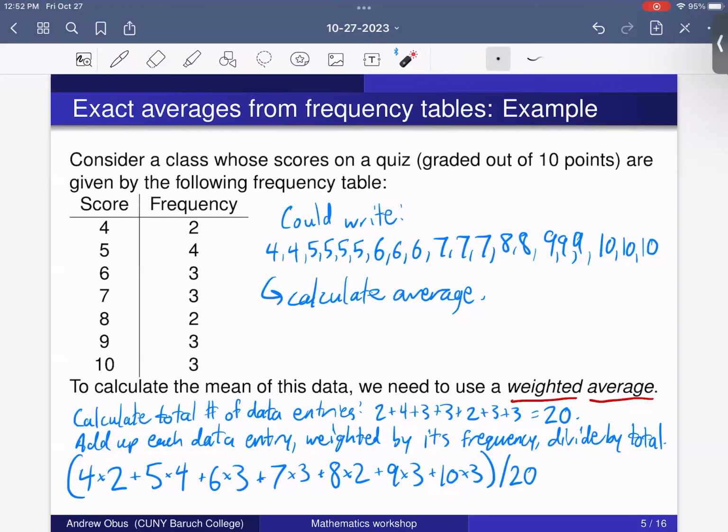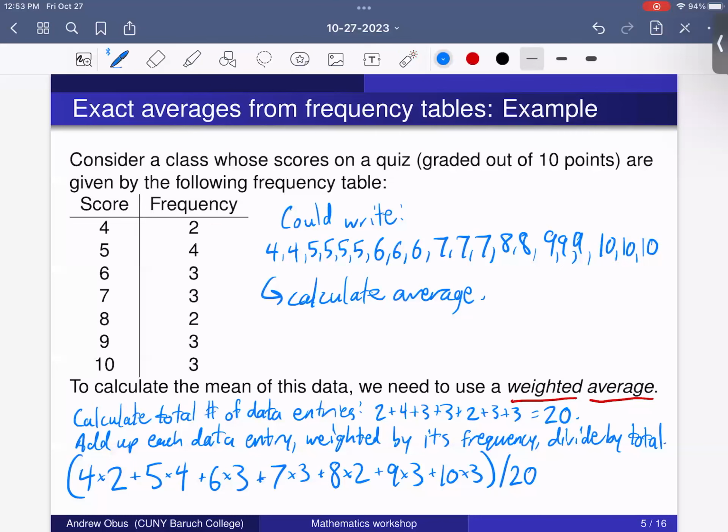And what you see you're doing is you are just adding everything up. Instead of doing 4 and 4, you're just doing 4 times 2. Instead of 5, 5, 5, 5, you just do 5 times 4. 6, 6, 6 becomes 6 times 3, and so on. So what this does is it makes you not have to write out all of the individual data entries, and instead you can just multiply the score by the frequency, add it all up, and then divide by the total number of data entries.